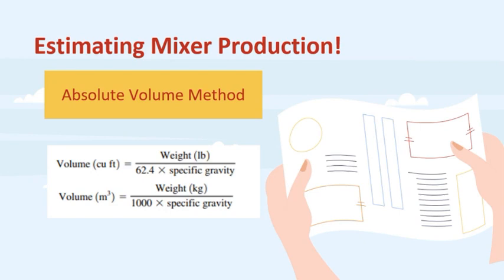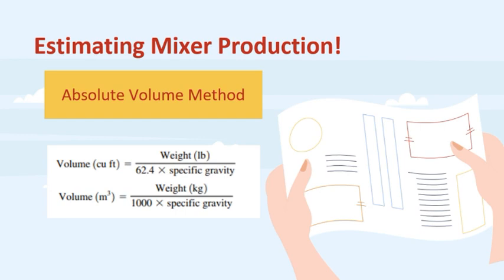So after concrete mix design has been established, the volume of plastic concrete produced by the mix may be calculated using absolute volume method. So estimating mixer production na tayo. So for volume in cubic feet, kukunin lang natin yung weight ng component in pounds all over 62.4 times specific gravity ng component. And kung gusto naman natin kunin yung cubic meters, weight lang niya, weight ng component in kilograms, then all over 1,000 multiplied by specific gravity.